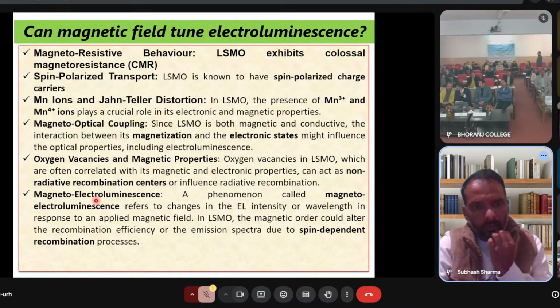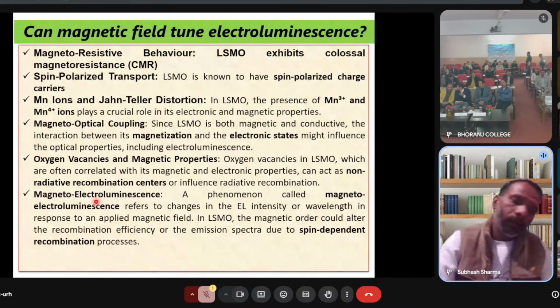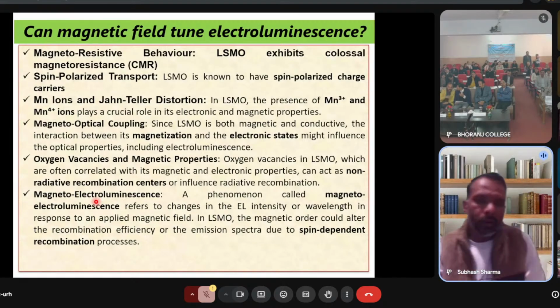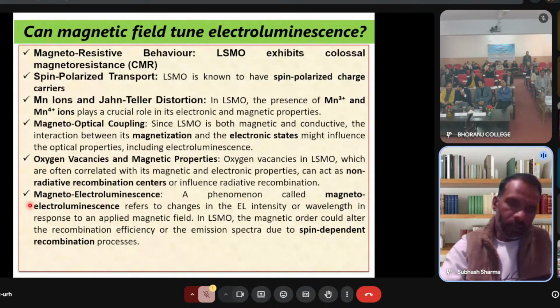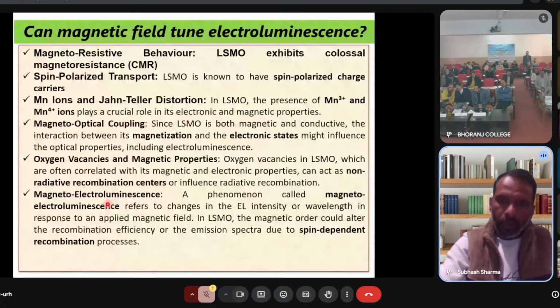This is just a question for students, and already we have some magnetic electroluminescence. As the name suggests, by applying a magnetic field, you can change the response of electroluminescence.